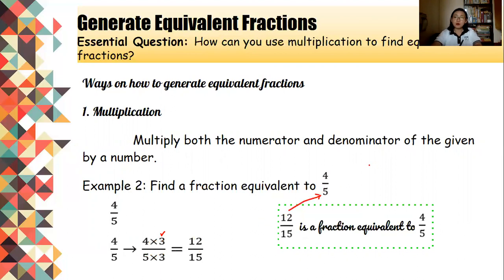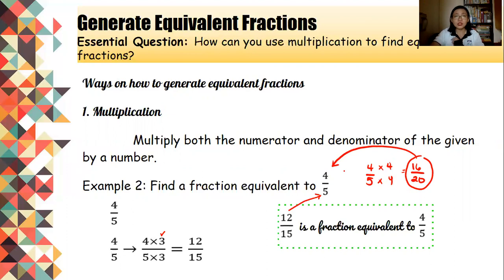But we may use other numbers. So this one, I'll give you times 4. So both numerator and denominator are multiplied by 4. So 4 times 4 is 16. 5 times 4 is 20. This 16/20 is still equivalent to 4/5. You see, even if you're using different numbers, you will still get an equivalent fraction.